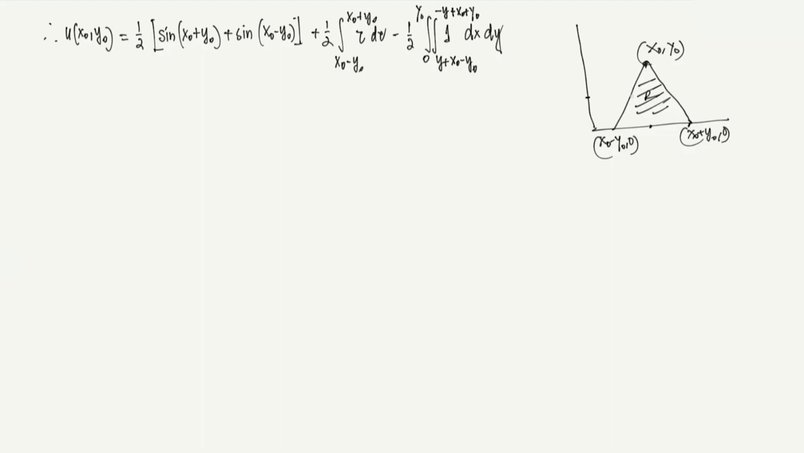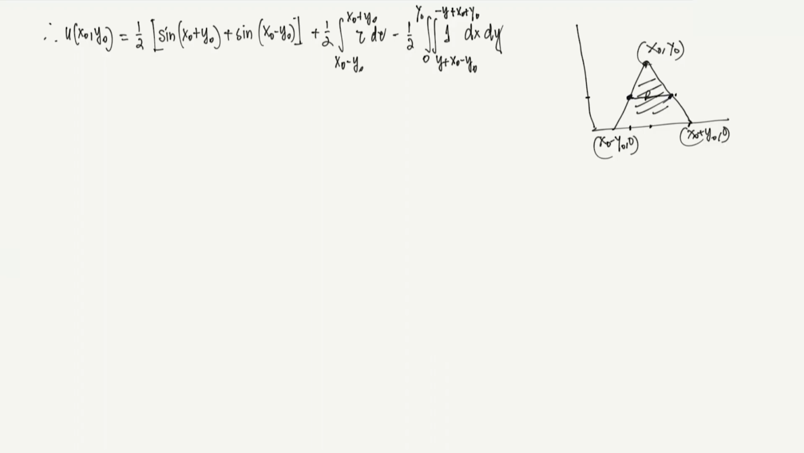See, for a fixed y, so let's say if you fix a y here, your x is varying from here to here, right? From this point to this point. So this point for an arbitrary y is y plus x naught minus y naught, and this point is minus y plus x naught plus y naught. So we have that.